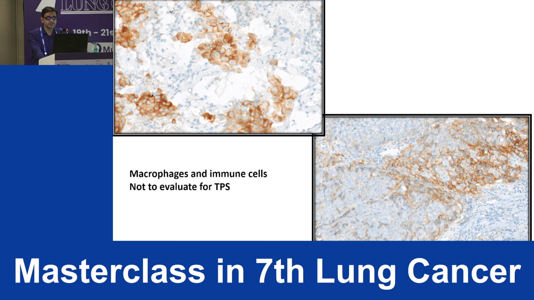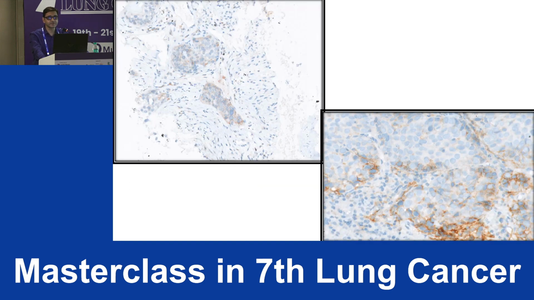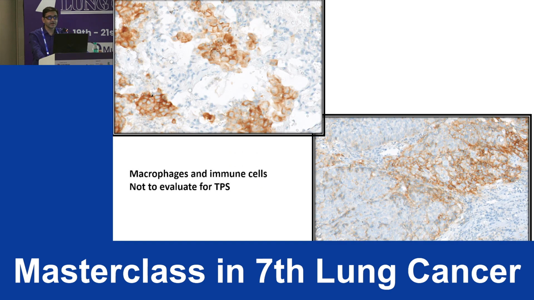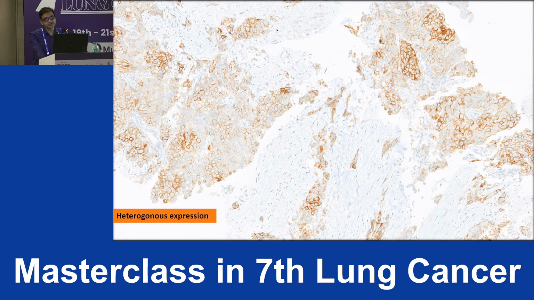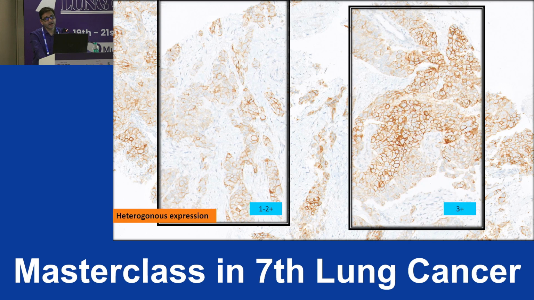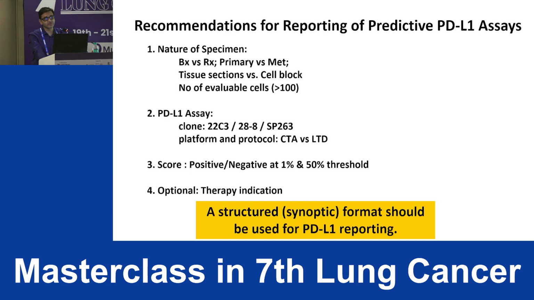Another caution we have to take, especially when the staining is weak, is not to count macrophages or immune cells in the staining. Another important thing when we interpret them is that PD-L1 can be heterogeneous in expression, and we have to include both areas of strong as well as weak positivity when we are giving the final score.